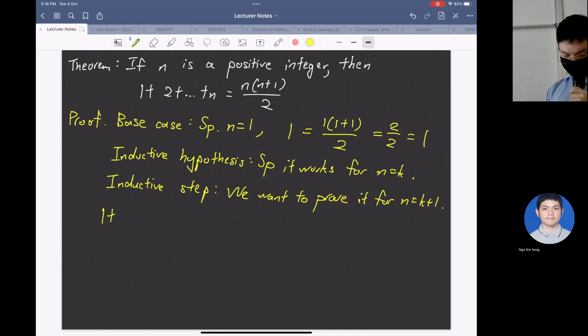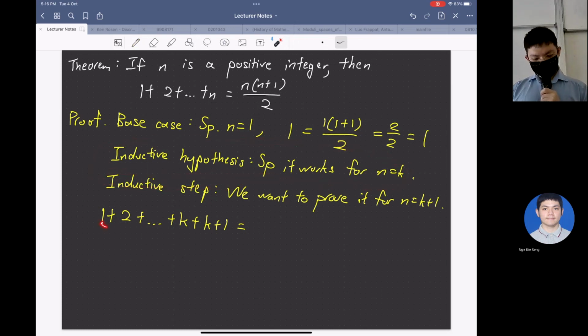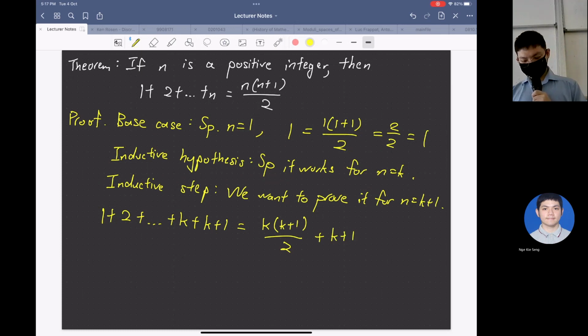So let us compute 1 plus 2 plus up to k plus 1, right? But we know that by the inductive hypothesis, the sum up to k is k times k plus 1 over 2, plus k plus 1. Okay, what should you do next?